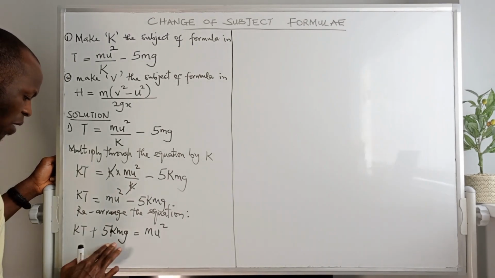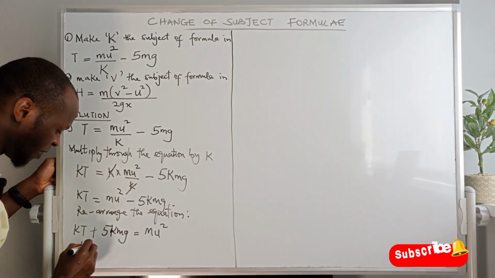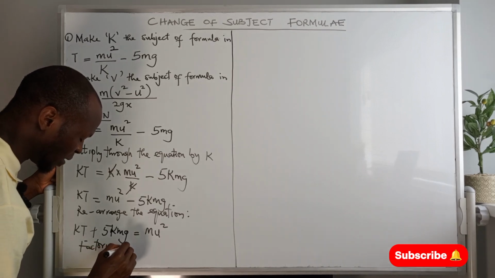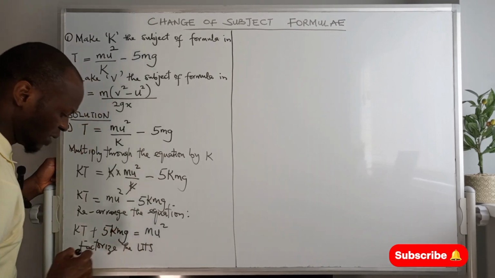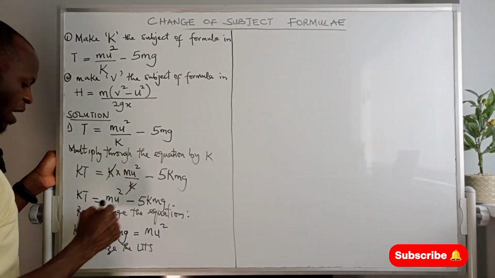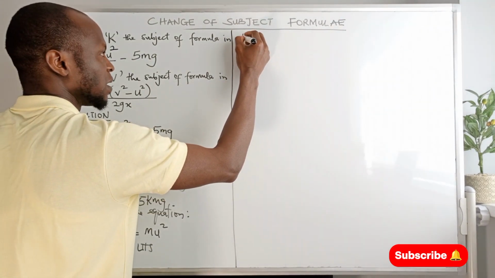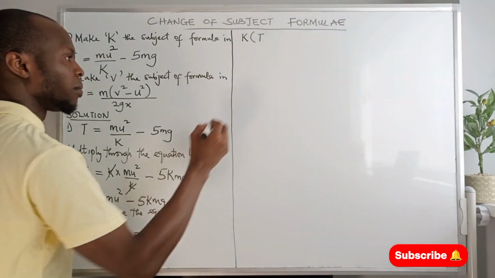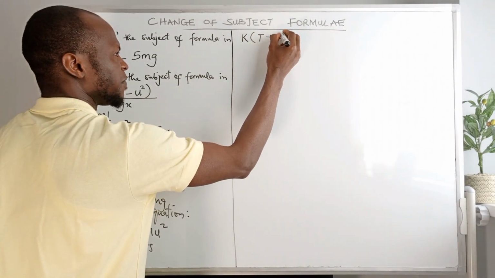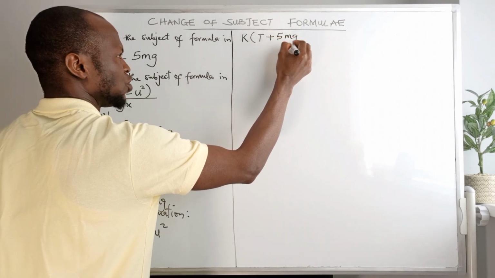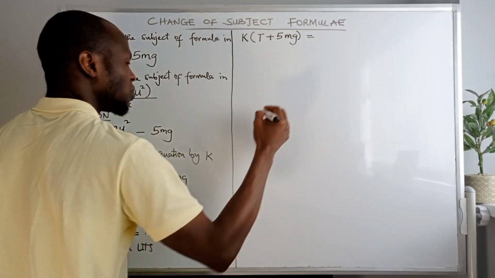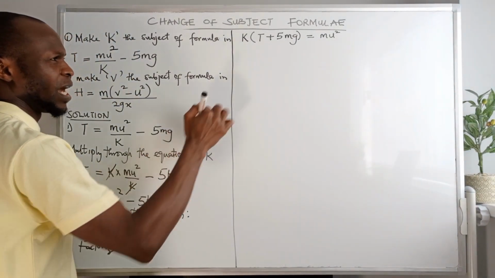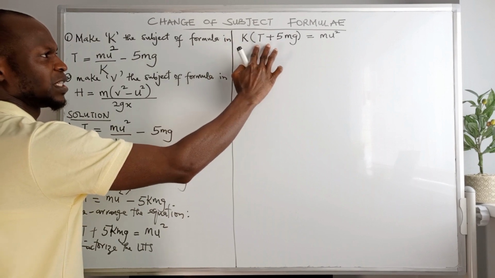So now what is common? I want to factorize the left hand side. I have my k into bracket t plus 5mg equals mu squared. Okay, now I want to remove what is attached to k again, what is it?